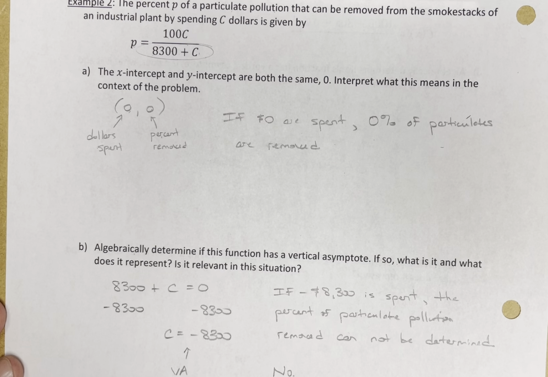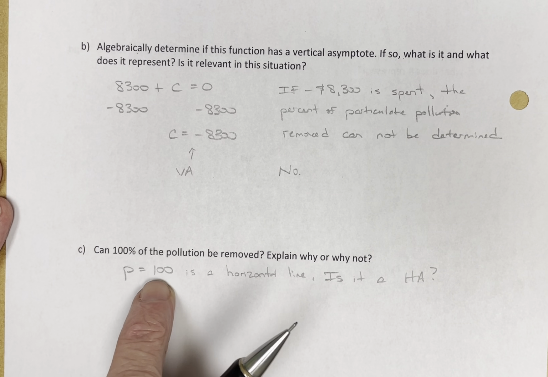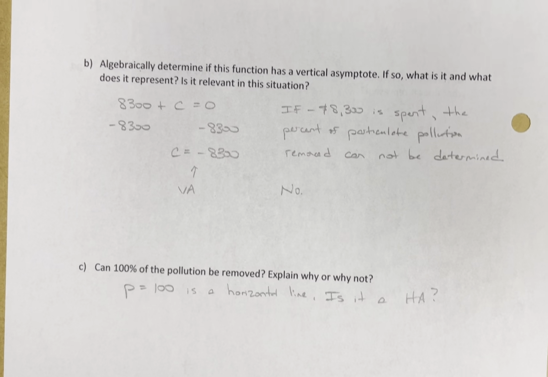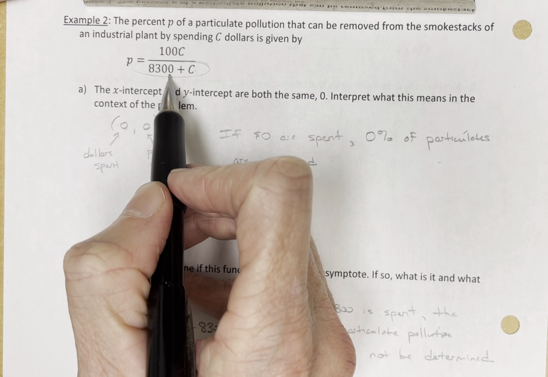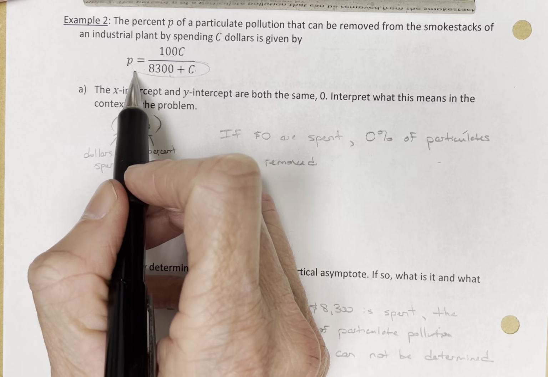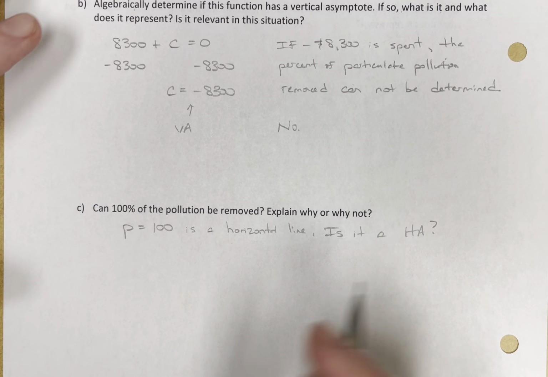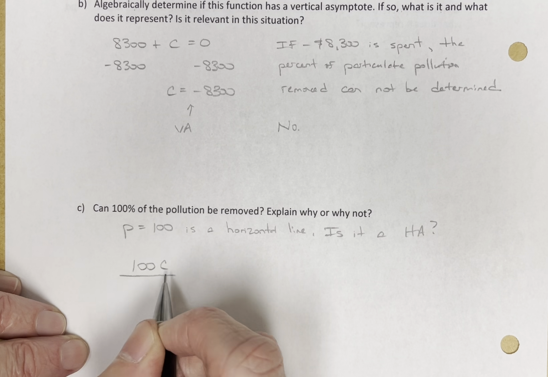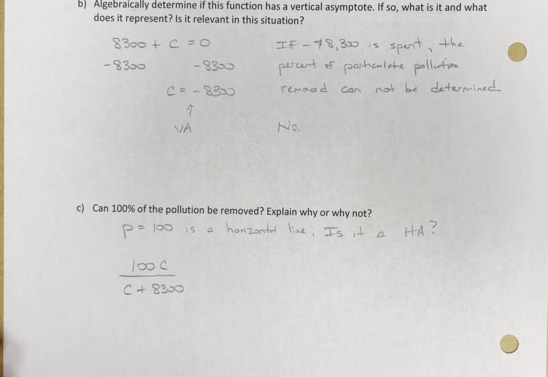Is it a horizontal asymptote? Whoops, I'm sorry about that. P equals 100 is a horizontal line. Is it a horizontal asymptote? Well, let's go up to here. Remember, we need to have numerator and denominator in general form. So I'm going to write the C first before I look at my fraction. So 100 times C in the numerator, C plus 8,300 in the denominator.